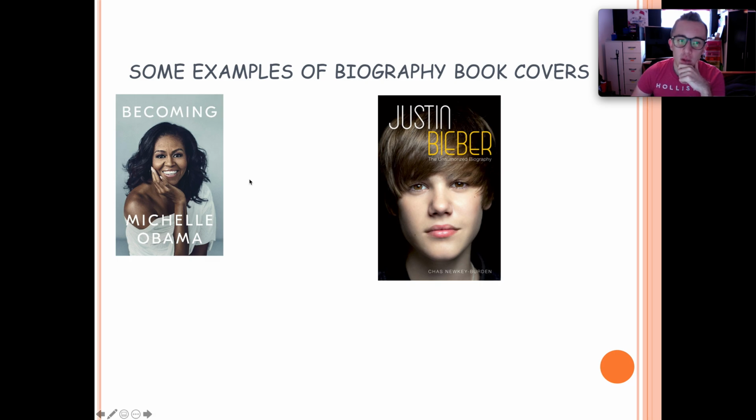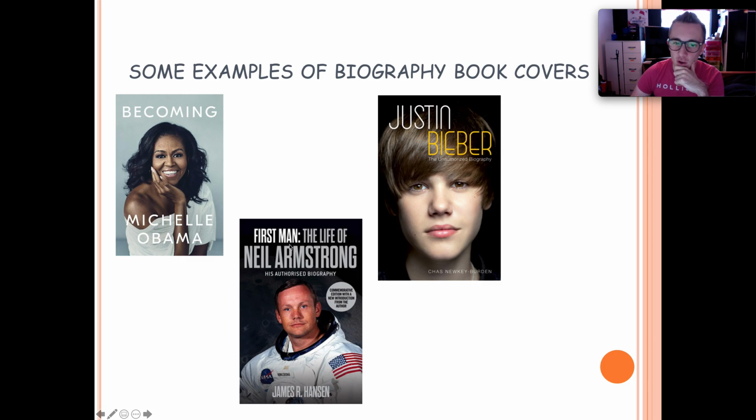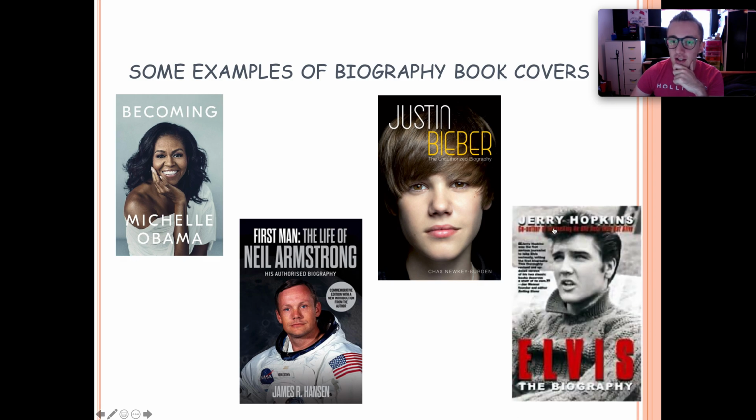So, the way we can tell that this is an autobiography is because the author is the person it's about. Whereas this one here, it's about Justin Bieber, but the author is different and is at the bottom. Likewise with this one about Neil Armstrong, it's about him, but it's by a different author. And here about Elvis Presley, but it's by someone called Jerry Hopkins. It's about someone completely different.